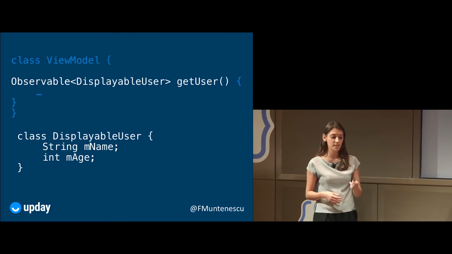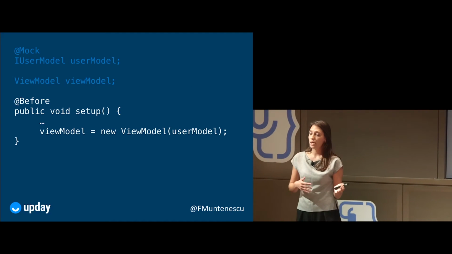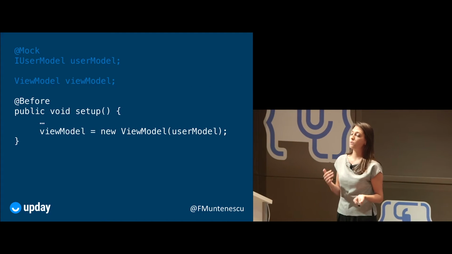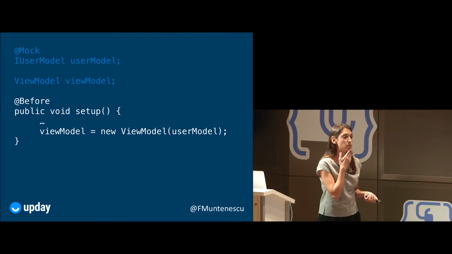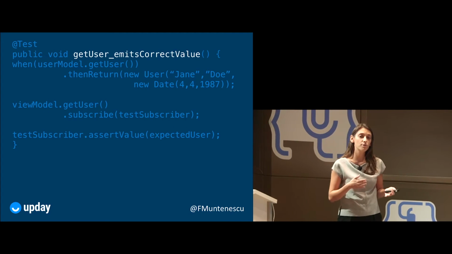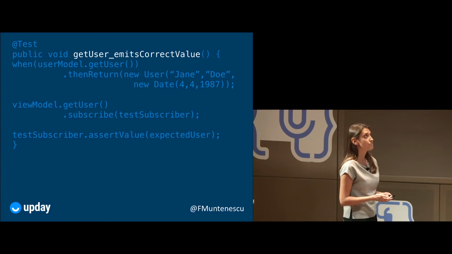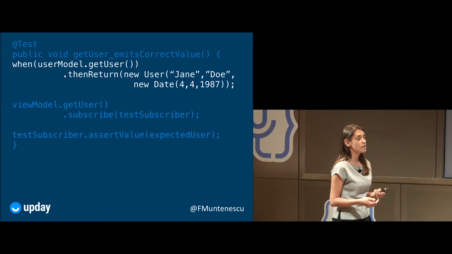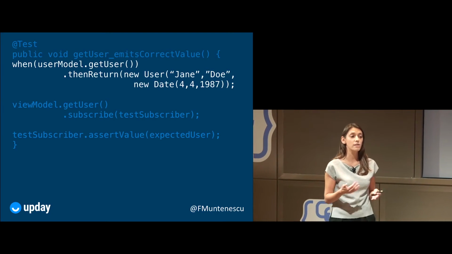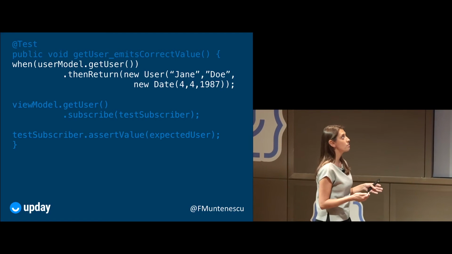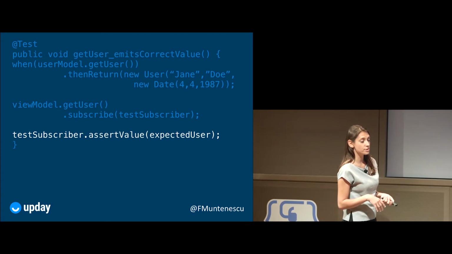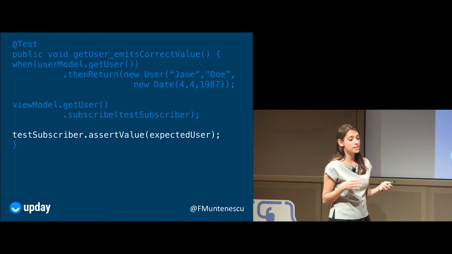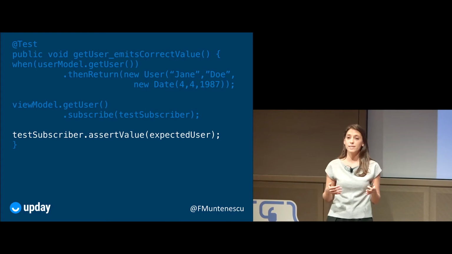Again, to test this is pretty simple. We again mock the user model, we give this object as a parameter for the view model, and then to test if indeed when we're subscribing to get user, we get the correct value, we're defining what should happen when we're getting the user from the user model, and then we're subscribing to the events of the get user. And then we're checking that indeed the correct data has been emitted.